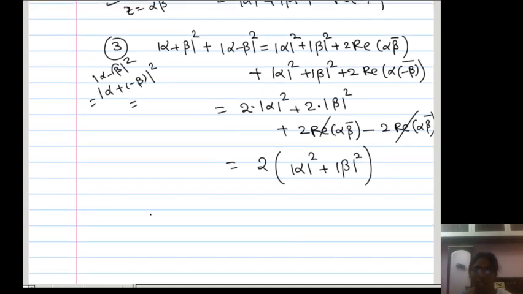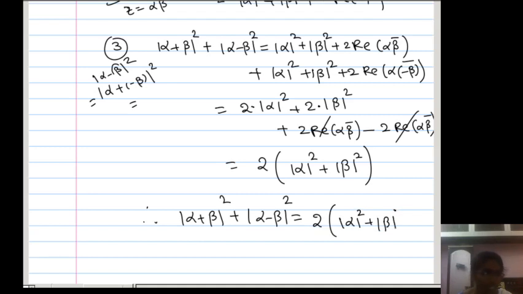So finally what I proved here: mod alpha plus beta whole square plus mod alpha minus beta whole square. If you apply the second property and simplify, the final conclusion is 2 into mod alpha square plus mod beta square. For any complex number, these relations are true. What is the last property? Fourth one.